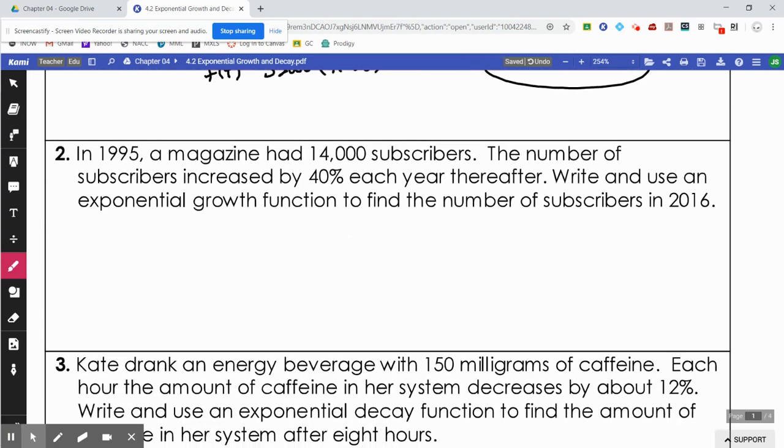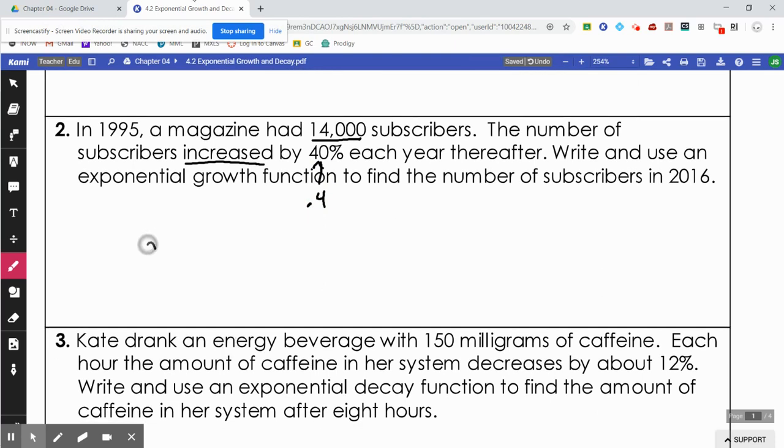In 95, a magazine had 14,000 subscribers. The number increased by 40% each year thereafter. So again, 40%, that'd be 0.4 written as a decimal. So let's write a function. Again, it is a function of time. We're plugging in time. We started with 14,000 subscribers, but we increased at a rate of 40%. So we're going to do 1 plus 40%, which would be 1.4. 1 plus 0.4 raised to the power of t. So there's your function.